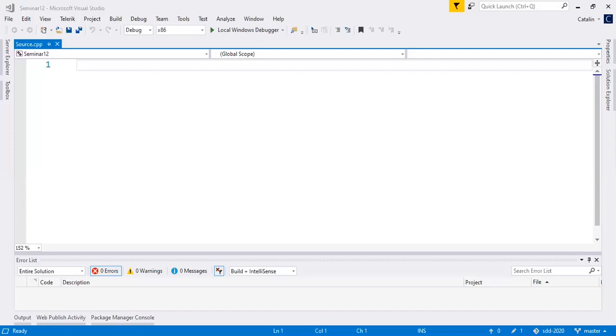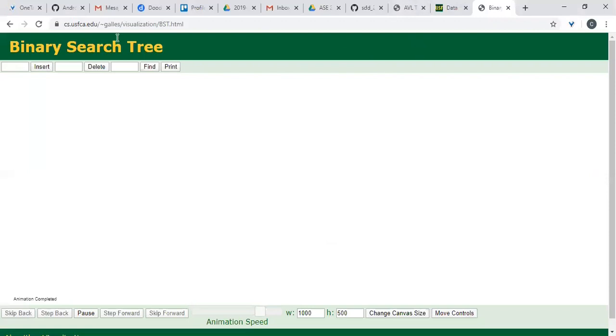Okay, so let's create a new project for today's example. And before diving into the project, let's try to visualize the problem with the binary search tree and why we need this kind of balanced tree. I will put the link in the Zoom chat if you want to see that for yourself. So this is the visualization for binary search tree, and here I will have the visualization for AVL.